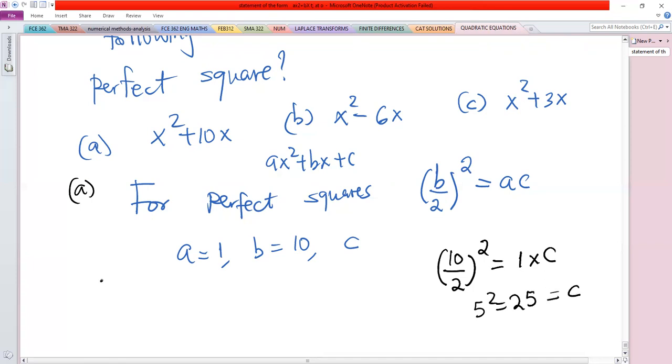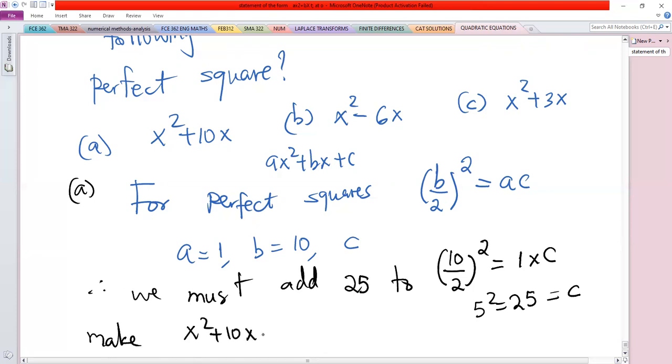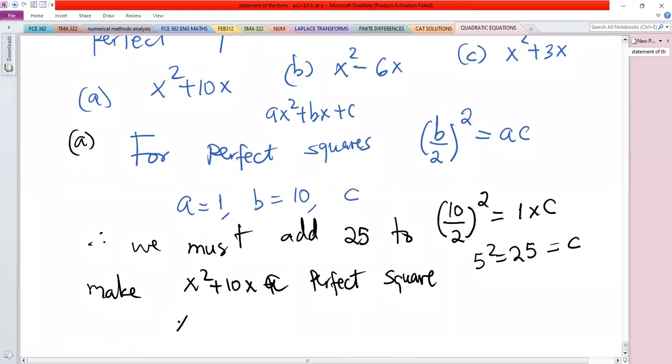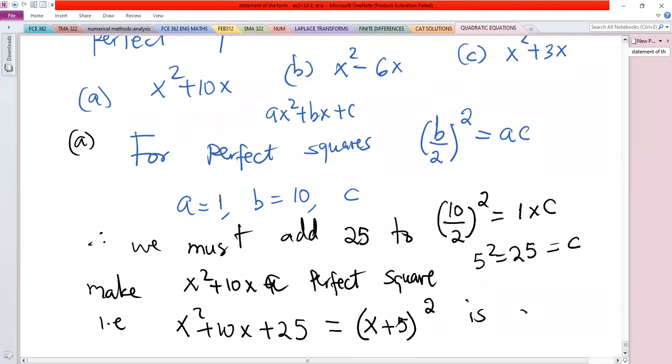So therefore, we must add 25 to make x squared plus 10x a perfect square. I.e. x squared plus 10x plus 25 is the same as x plus 5 squared. It's a perfect square.